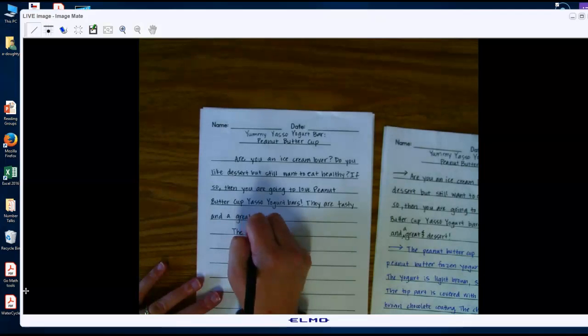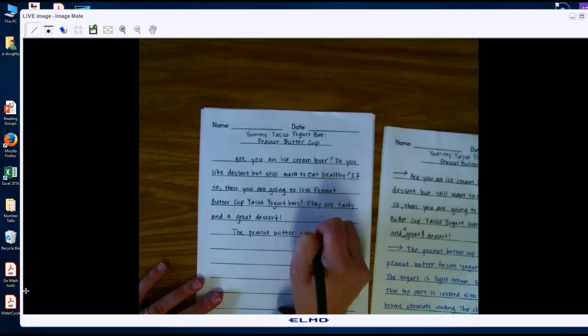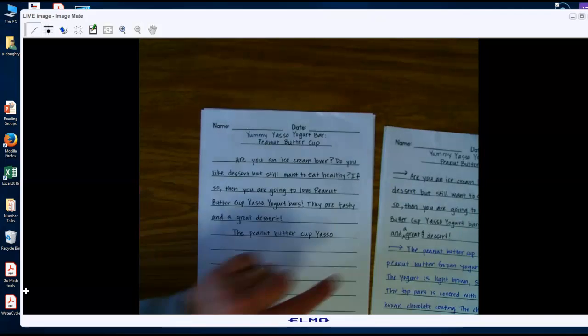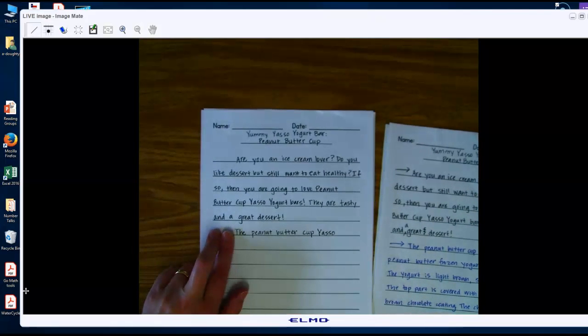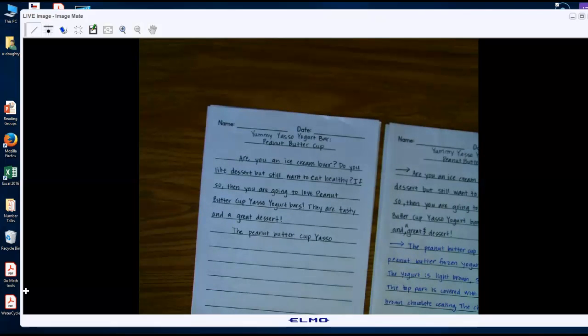We use 1 finger for spaces, not for indents. Buttercup Yasso. So I'm not going to finish writing this, but you get the idea. Whenever you get to an arrow, you put 2 fingers down and start it. Just that line. When you get to the next arrow, you put 2 fingers down to start the next line. So it indents for each paragraph. For each paragraph, you have an indent. Okay, so that's what we're going to do now.